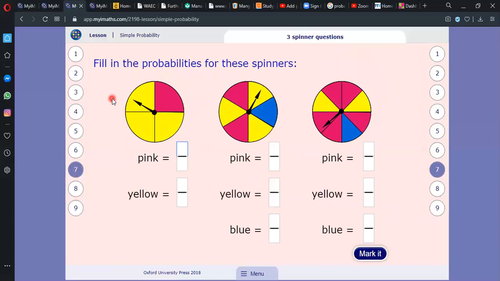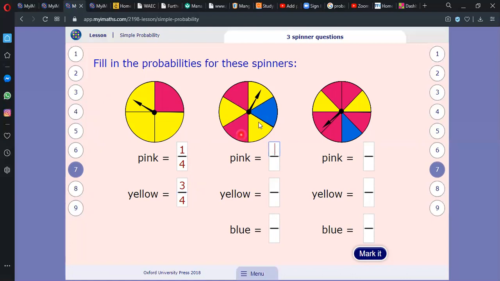Now, we will need to fill in the probabilities for these spinners. Okay. I'm sure we all can see. Basically, I have a total of 4, and then there's 1 pink, and there's 3 yellows. So for pink, it should be 1 over 4. For yellow, it should be 3 over 4.